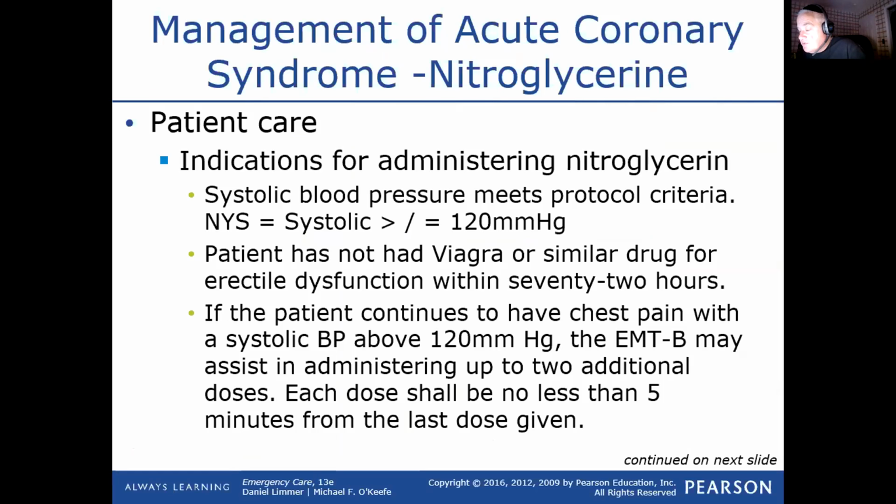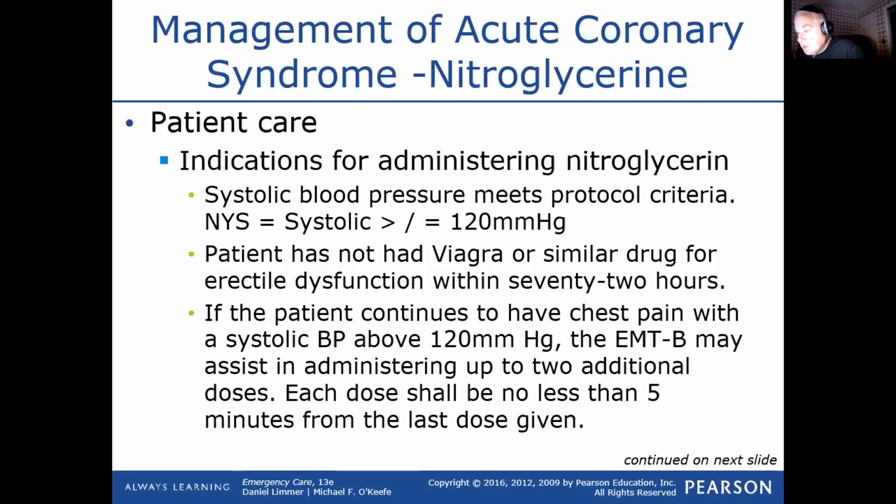Okay, so the first thing is the protocol states the patient has to have a systolic blood pressure greater than 120 millimeters of mercury, systolic, right? So the reason why, again, is nitroglycerin can lower blood pressure, so you don't want to give it to someone who already has a low blood pressure.